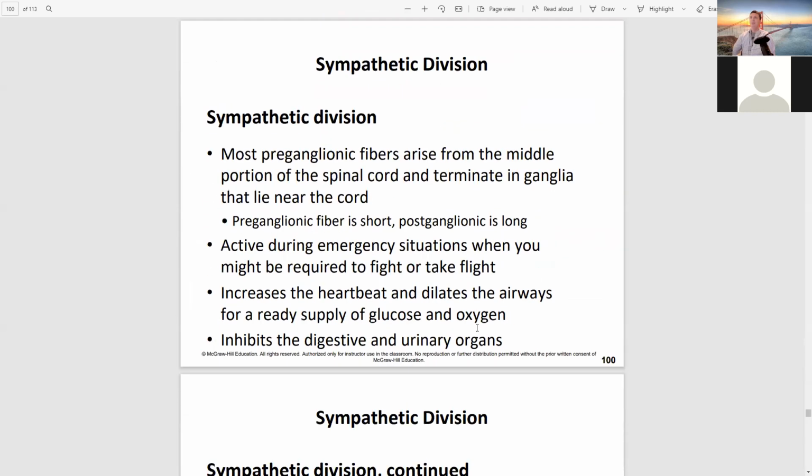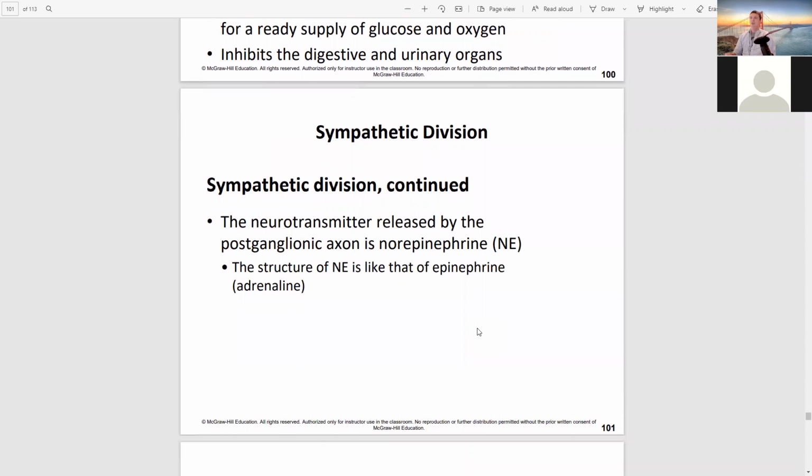Okay, so the sympathetic division: most preganglionic fibers arise from the middle portion of the spinal cord and terminate in ganglia that lie near the cord. So the preganglionic fiber is short, the postganglionic is long. And these are active during emergency situations when you might be required to fight or take flight. It increases the heartbeat and dilates the airways for a ready supply of glucose and oxygen, and inhibits the digestive and urinary organs. So the neurotransmitter released by the postganglionic axon is norepinephrine, and the structure of norepinephrine is like that of epinephrine, which is adrenaline.